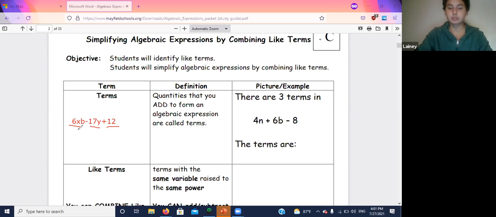And then say what the terms are? So what are the terms? 6xb, 17y, and 12. Very good.